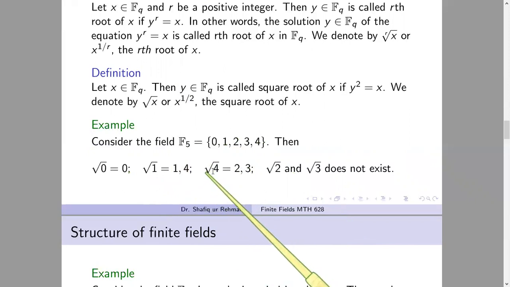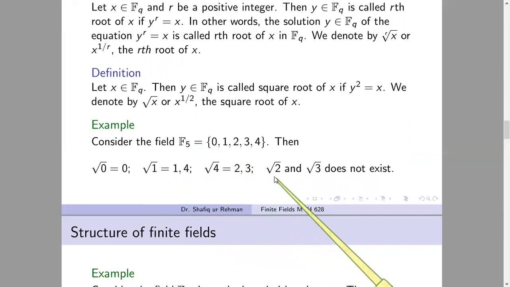Similarly, for the square root of 4, we have to find those elements whose square is 4. One such element is 2 and the other is 3. 2 square is 4 and 3 square is 9, and 9 in mod 5 is 4. You can observe that here 4 is also equal to -1 and 3 is also equal to -2. So here we have 1 and -1, and 2 and -2.